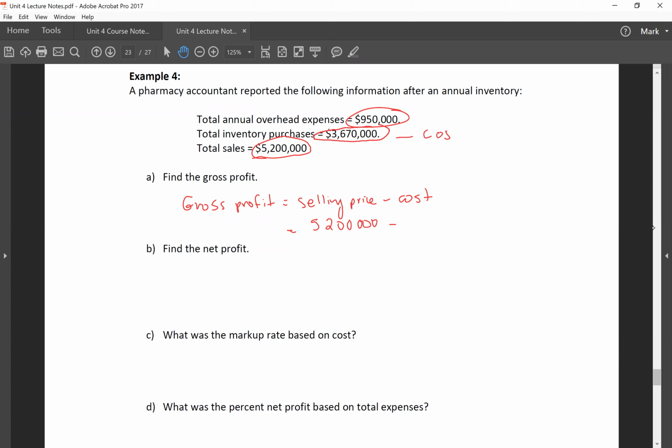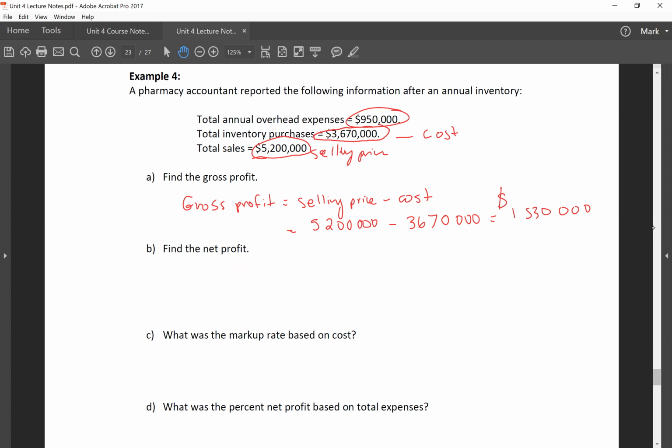So I have my cost, I have my sales, or you could call this selling price. So selling price minus the cost, 3,670,000, and I'll get my answer, 1,530,000. What are we doing? Dollars. So $1,530,000 is my gross profit.